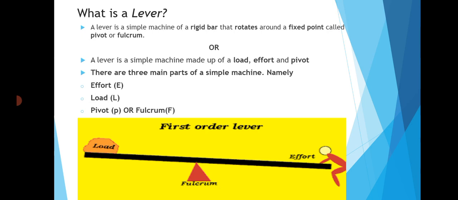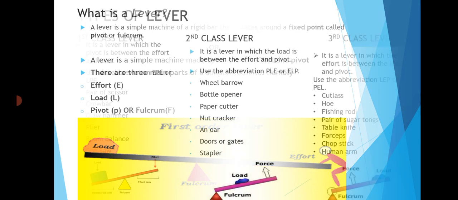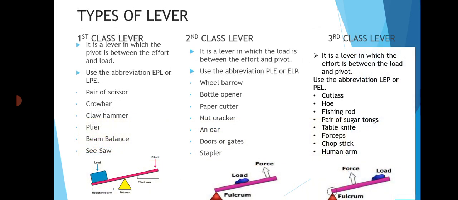So you could see that the three parts of this lever are there: the fulcrum or the pivot at the middle. On our right hand side, we could see the effort. On the left hand side, we should also see the load as well. Now let's proceed. Let's call the types of lever. We have the first class lever, the second class lever, and also the third class lever. So we'll pick them one after the other, then we'll talk about them.